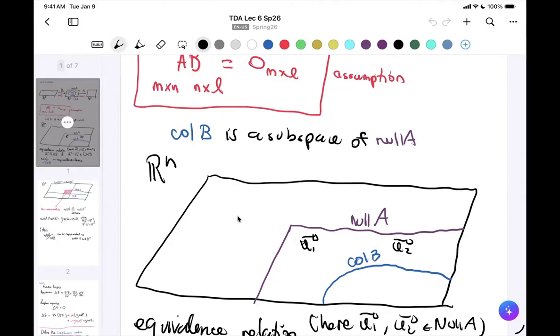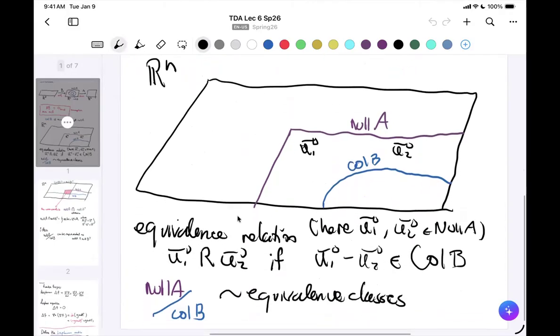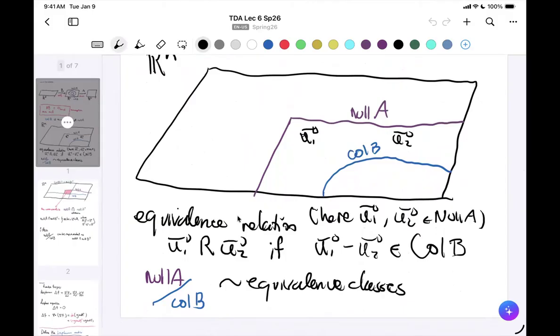Once you have a vector space living inside another, you could establish an equivalence relation where two vectors in the null space are related if their difference lands inside the column space. That is useful to do once you know that one is a subspace of the other.